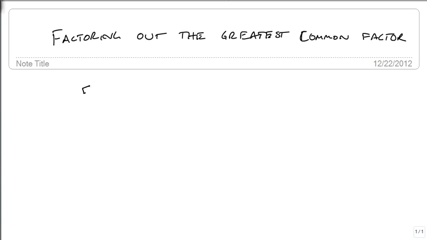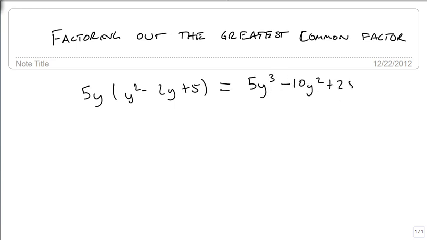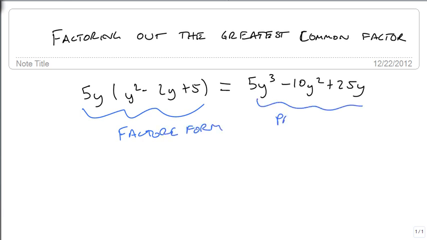So for instance, if we had 5y times (y squared minus 2y plus 5), we would get 5y cubed minus 10y squared plus 25y. The left is what we call the factored form, and the right is what we call the product. The greatest common factor is the piece that goes into all of the other pieces. And so we want to start with the product, and we want to pull out a greatest common factor to get into our factored form.